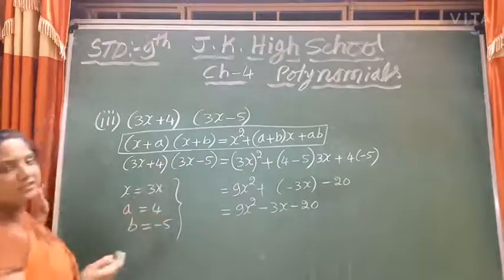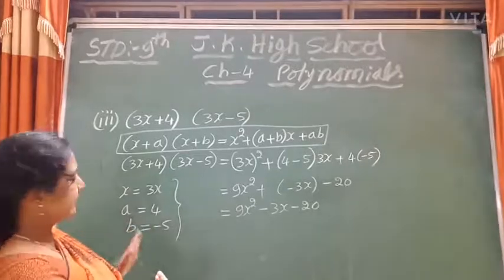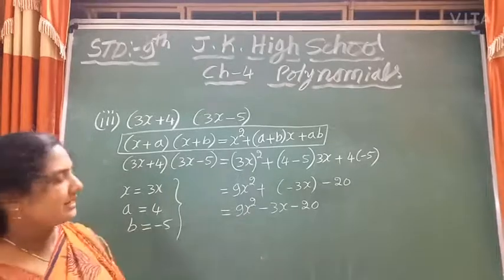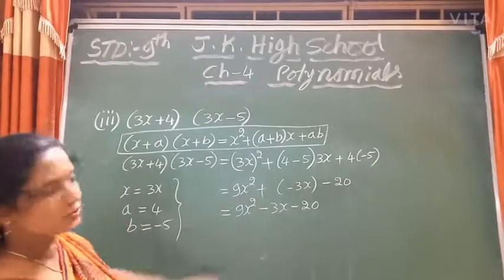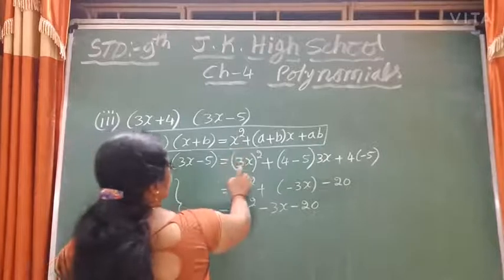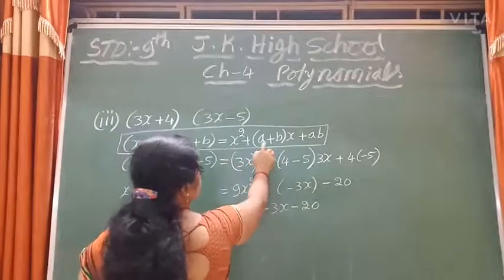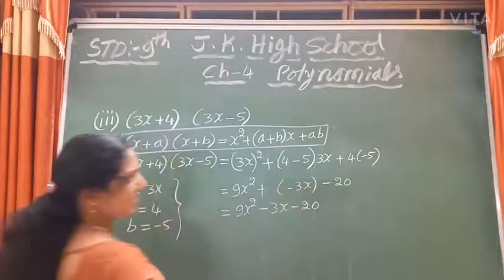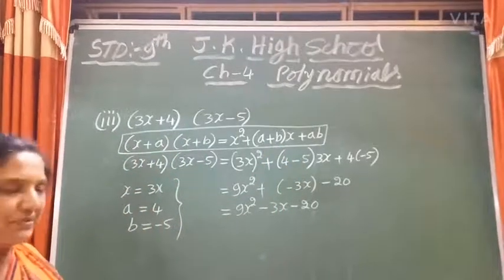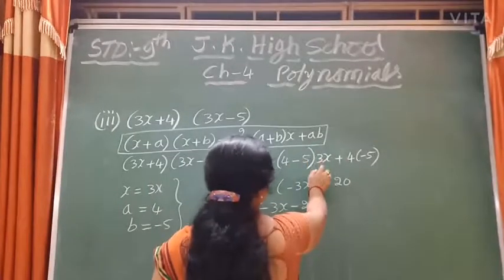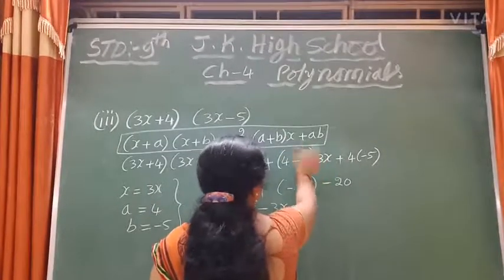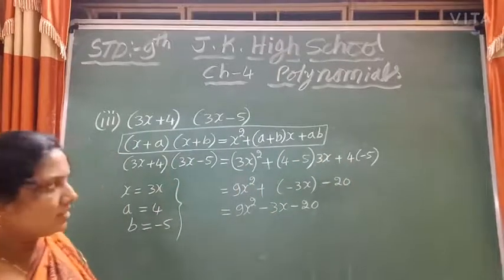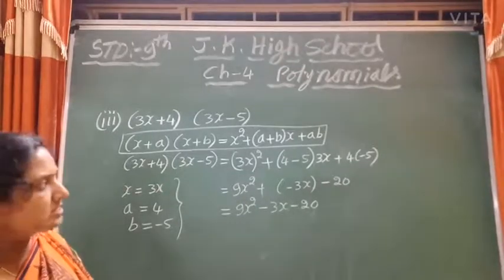Compare the given question with the identity LHS side. Then you write the values of x, a, b. And in place of RHS side, you substitute those values. So x value is 3x, 3x whole square, plus a value is 4. B value is minus 5. Minus 5 means minus into plus, minus 5 it becomes. So I have written after simplification only. The value of x is 3x. Be careful. In place of x you have to write 3x. Then plus 4 into minus 5. So the value of a is 4 and the value of b is minus 5.